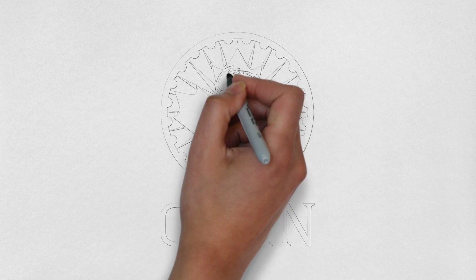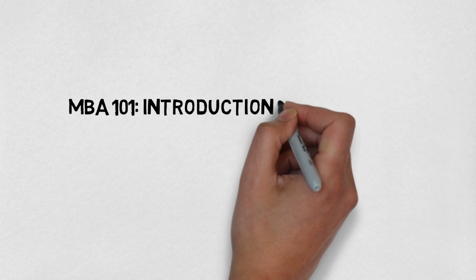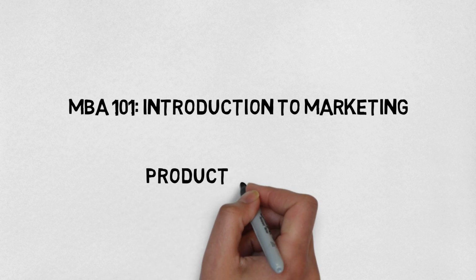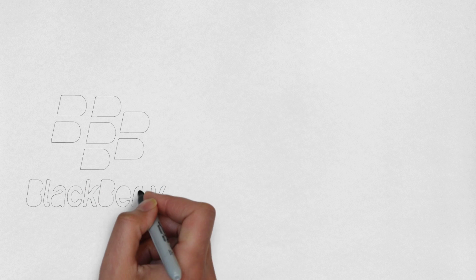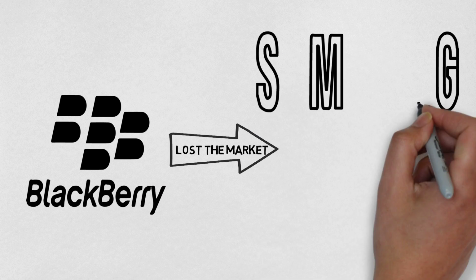This video is a part of a series of the MBA 101 Introduction to Marketing course. The topic for this video is product lifecycle. We're going to use Research in Motion's BlackBerry as an example to better understand this theory of how BlackBerry, who was once a market leader in smartphones, lost its market share to Samsung and Apple.